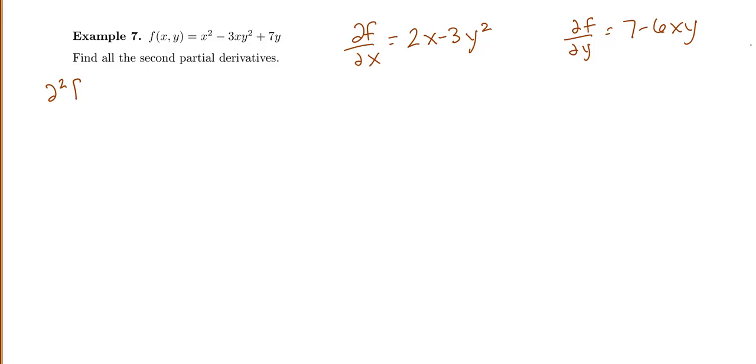So first, let's find the second derivative with respect to x, or let's do the partial with respect to x and then do the partial with respect to x again. So that means we're going to come to the partial with x that we already did, and now we're going to take the derivative again, but we only care about x, treat y as a constant. So the derivative of that with respect to x is going to be a 2 minus 0, because we don't care about the y at all, or just 2.